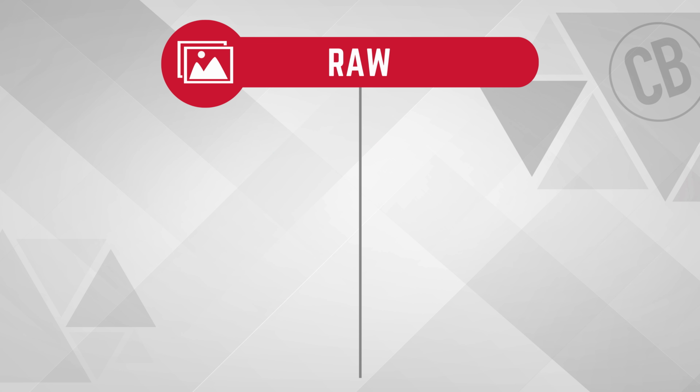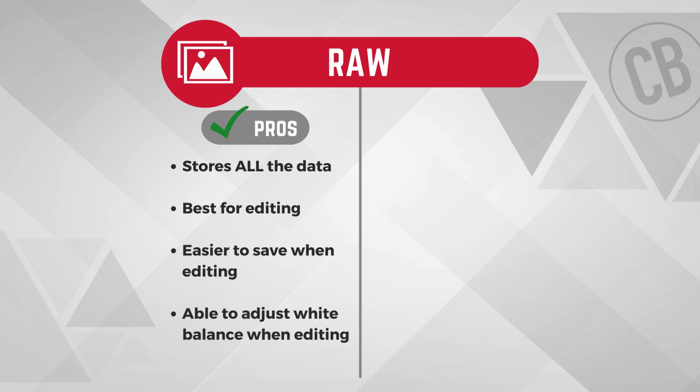Now let's go over the pros and cons of RAW files. Some of the pros are that they store all the data. You get everything with a RAW file, which is great if you plan on editing your photos. Also, RAW files are easier to save when you're editing. If you do have an area that is slightly overexposed or underexposed, because more data is being captured, it's more likely that when you edit, you can save some difficult areas of your image. And with RAW files, you're able to adjust the white balance when you're editing.